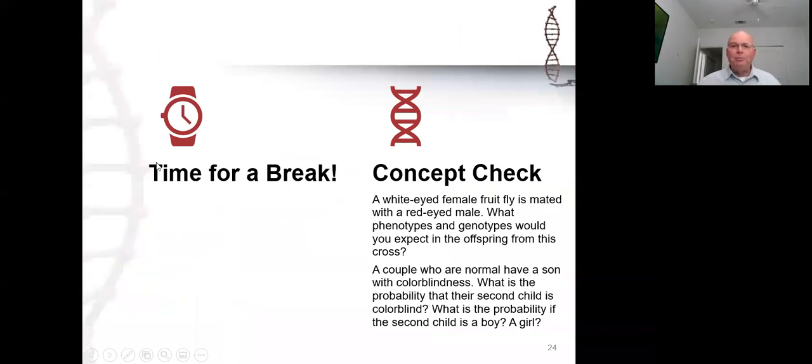So, time for another quick break. Here are our two concept check questions. A white-eyed female fruit fly is mated with a red-eyed male. What genotypes and phenotypes would you expect in the offspring from this cross? And a couple who are normal have a son with color blindness. What is the probability that their second child is colorblind? What is the probability if the second child is a boy?